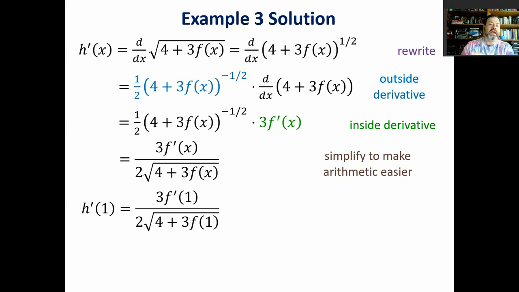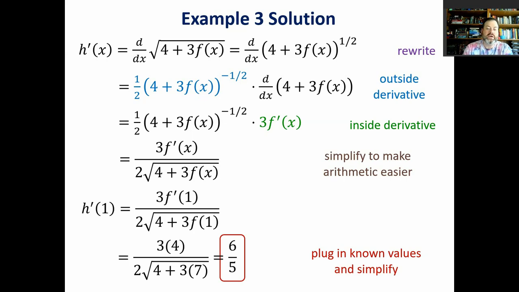Now we have to find h prime of 1. So that means that every value, f of x or f prime of x, becomes f of 1 or f prime of 1. And I actually know what f of 1 and f prime of 1 are. Right? Those were given on the previous slide. Plug them in, and you get 6/5. So nothing fancy happening here.